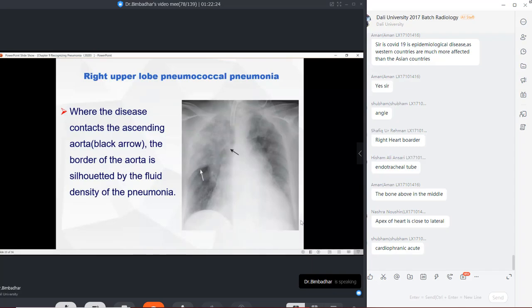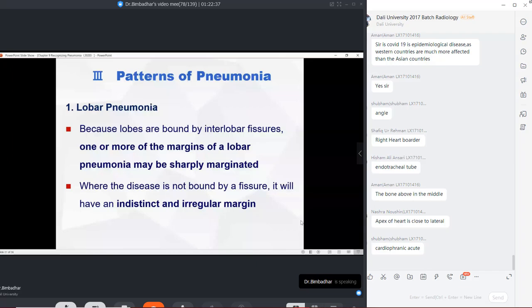Pneumonia is the most common cause of nosocomial pneumonias, and the mortality rate is very high, right? All the lobar margins are well demarcated. If there is no part in the fissure, it has an indistinct and irregular margin. If it is within the fissures, then the margins are clear and sharply marginated, right? That's what the pattern of lobar pneumonia is.